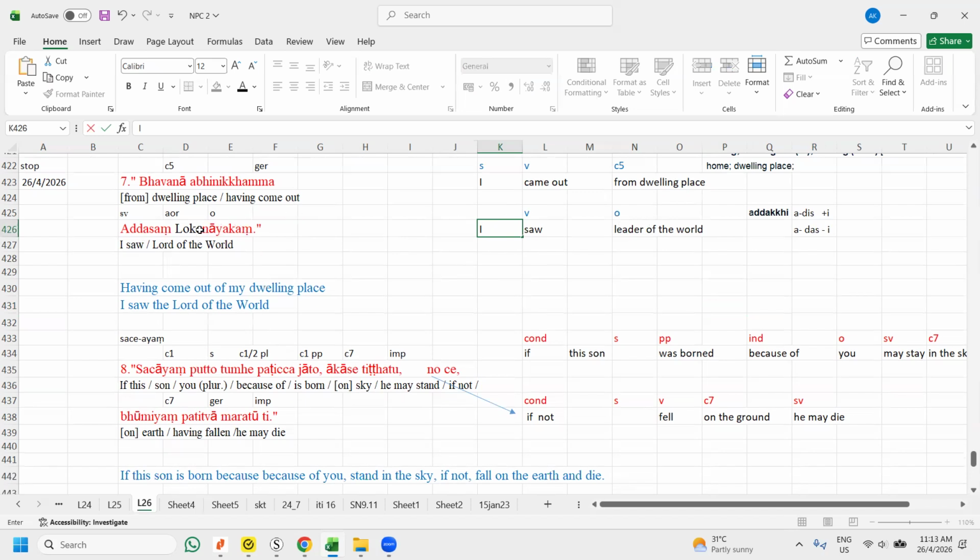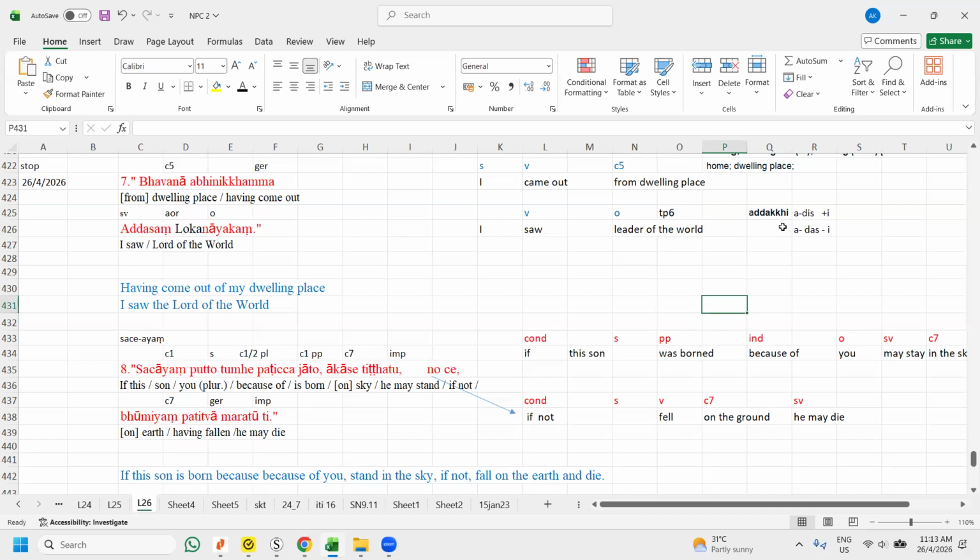This is a compound, Loka plus nayaka. Loka is the world, and nayaka is the leader of the world. So I saw the leader of the world. Technically, this should be referring to the Buddha. So this is a compound of Loka Tapurisa, which is Tapurisa case number 6. So this is how you look at it.